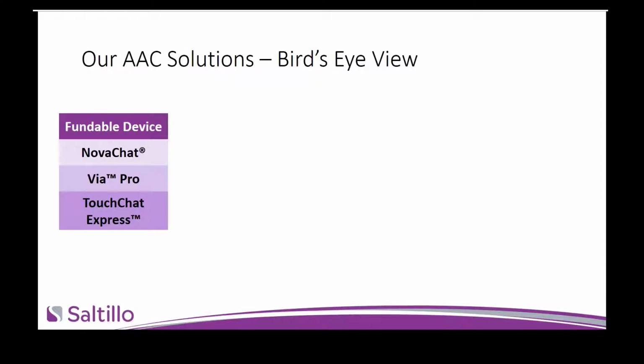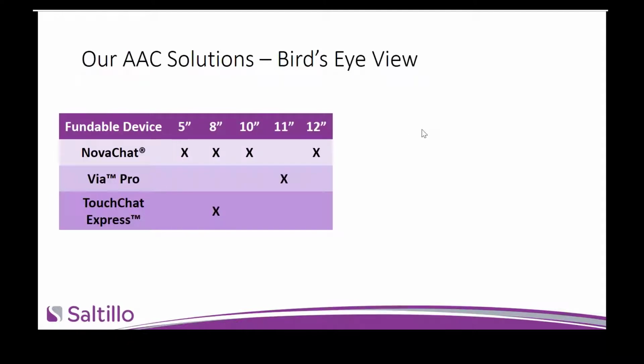So if we look at all of our solutions from a bird's eye view, let's talk about some of the features that set them apart from each other. If we're looking at different screen sizes, you can see at a glance that between the three product lines, we offer a wide variety of those options. It's going to range all the way from 5 inches, which is going to be similar to a phone size, all the way up to 12 inches. This can be important when you're considering the person that you're working with, especially with their visual or their fine motor skills. You may find that something lightweight and more portable, like a 5-inch device, might be appropriate, or they may need a larger screen surface where a 12-inch device may be better.